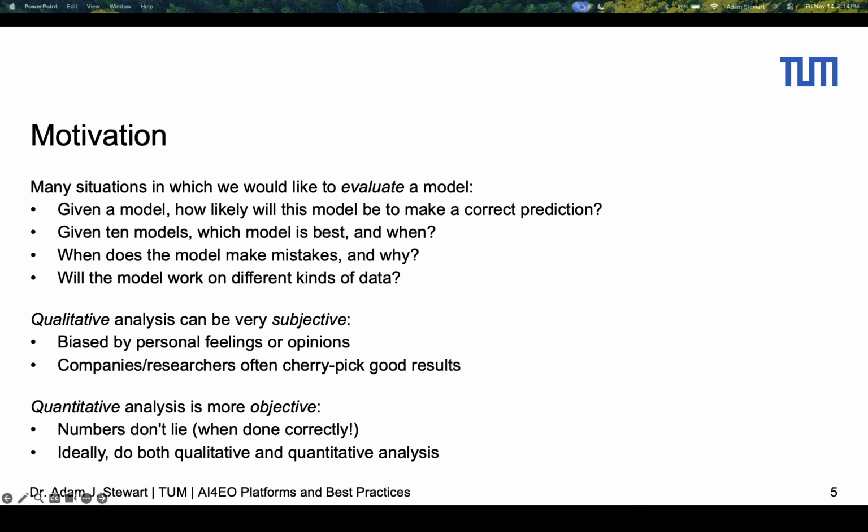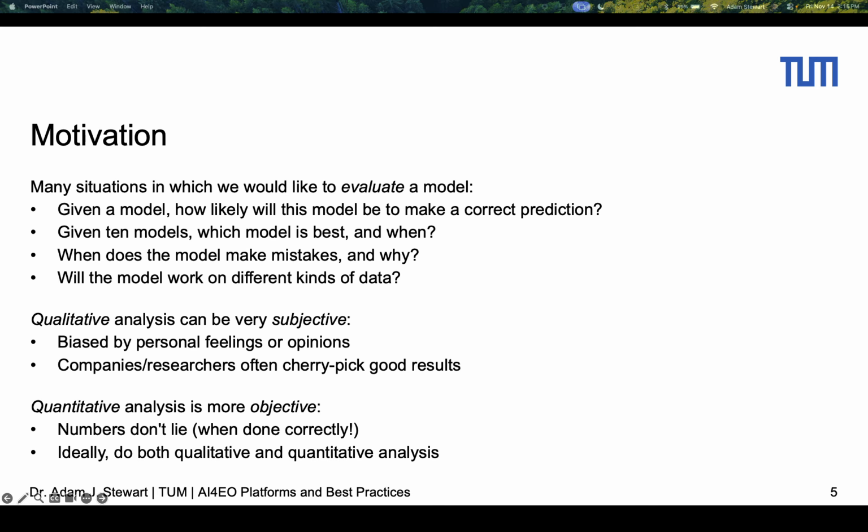What we can do instead is do quantitative analysis. So this sentence is really important. Numbers don't lie if they are done correctly. I'm going to show you how to do them correctly and incorrectly so you know how to spot the difference. But this really gives us a way of mathematically measuring the likelihood that a model will make the correct predictions.